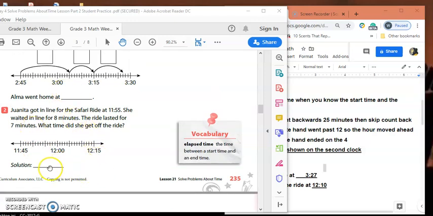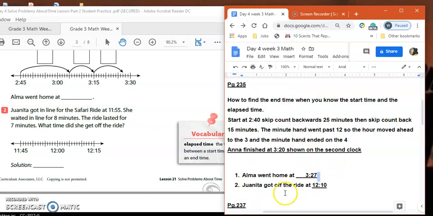Juanita got in line at 11:55. So here's 11:45, 50, 55. Okay, so here's the 11:55, and she waited in line for 8 minutes. So that's 5 minutes was 12 o'clock, 6, 7, 8 minutes. And then the ride lasted for 7 minutes. What a short ride. 1, 2, 3, 4, 5, 6, 7. So, what time did she get off the ride? Juanita got off the ride at 12:10.